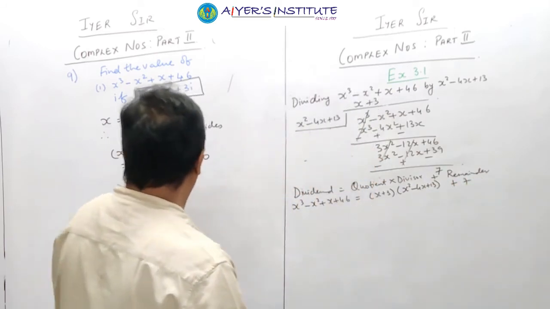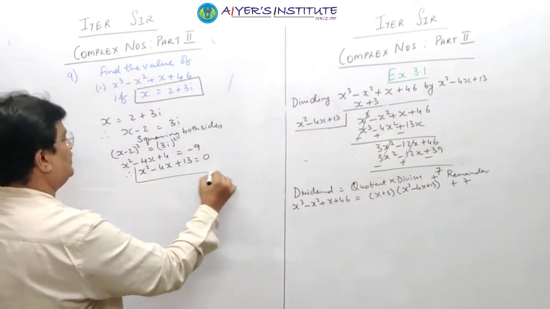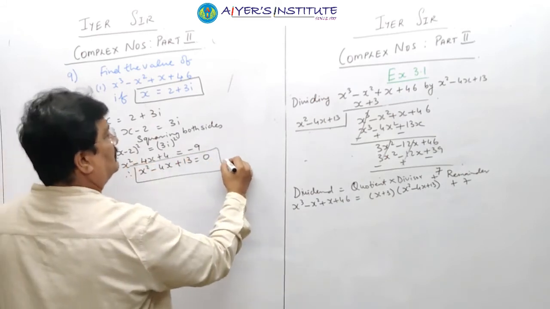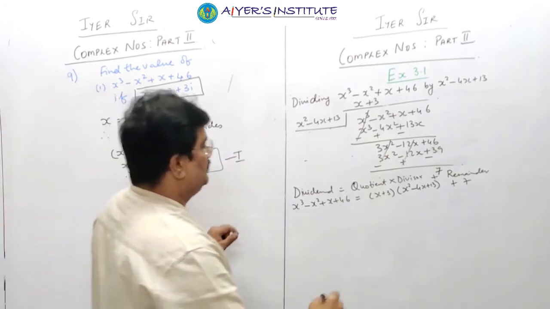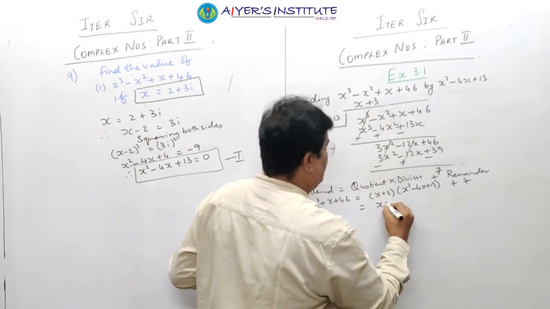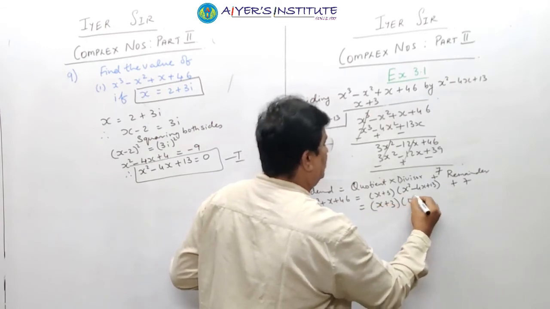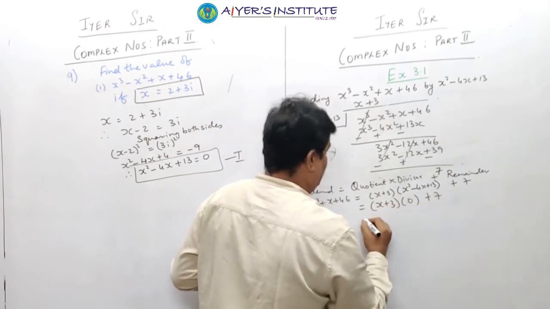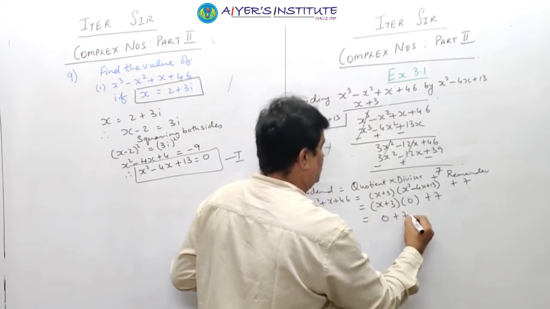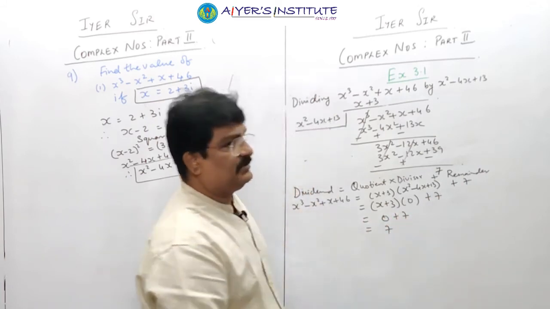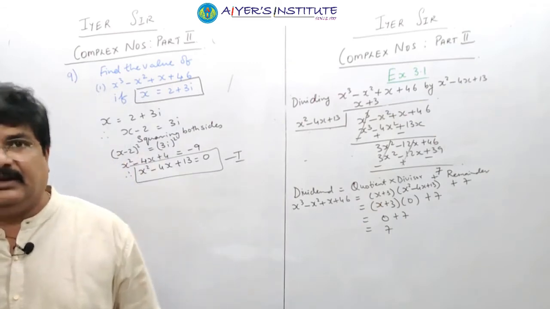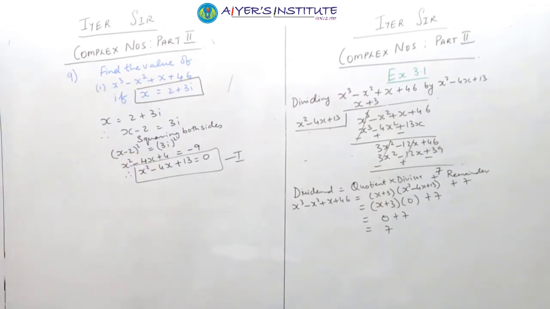Now we have already proved x square minus 4x plus 13 is 0. So it will be x plus 3 into 0 plus 7. So the answer is 7. So the value of the dividend that they have given is 7. So this type of sums are very very important. And these are sure questions. ऐसे questions हमेशा कॉलेज वाले पूछते हैं. तो please have a look and do it.